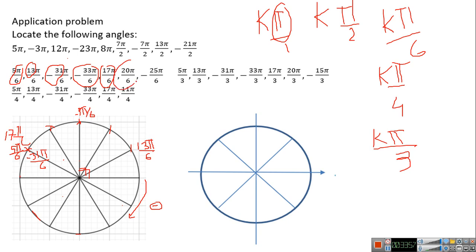I want 20 pi over 6. 20 30s. 12 is a rotation. Then remains 8: 3, 6, 7, 8. This is 20 pi over 6. This point here.